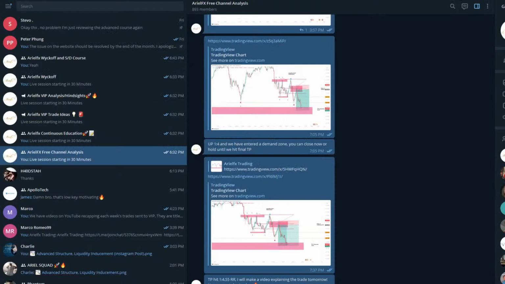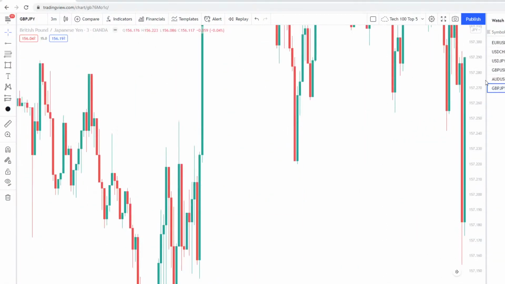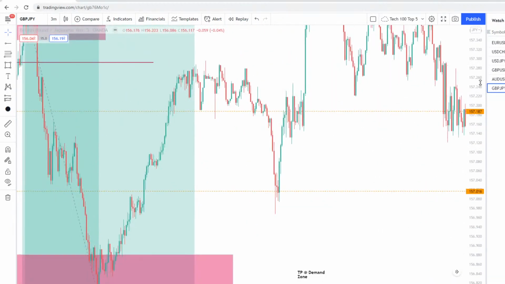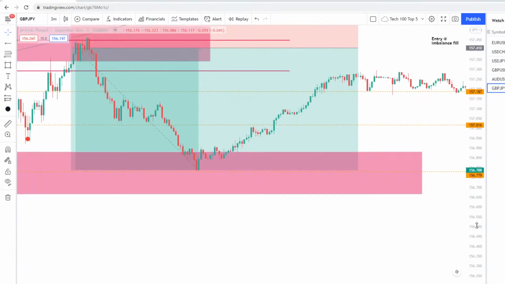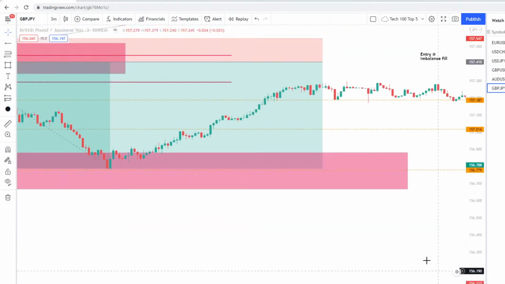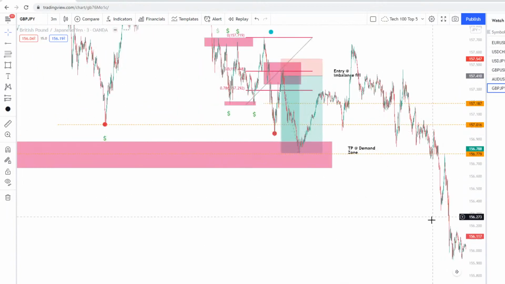Now, I want to go back to TradingView to continue my analysis on GJ. So if we look at this trade, look what happens as we hit our TP. We literally just tapped our TP and tapped that demand zone, and price had a major reversal before continuing down.